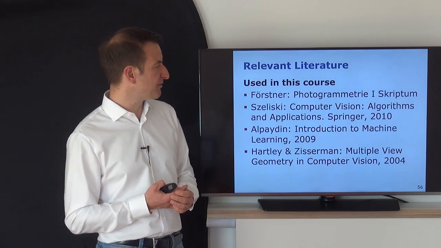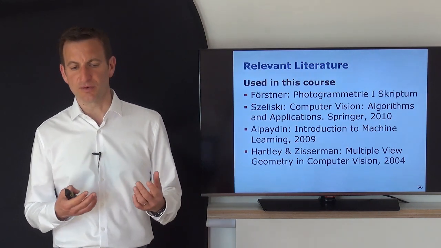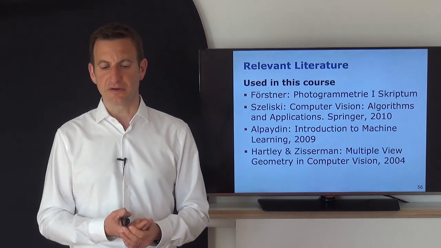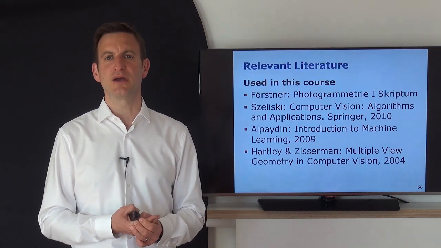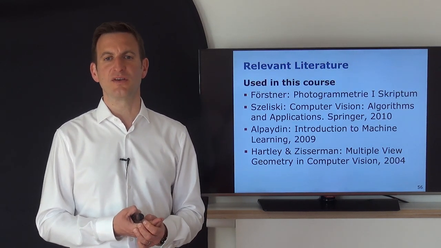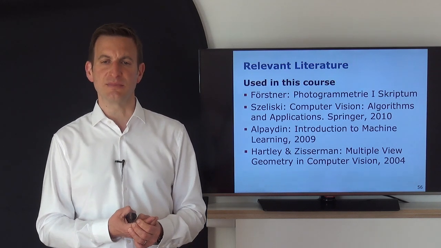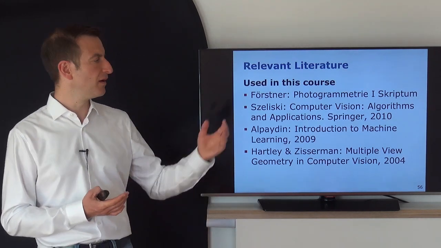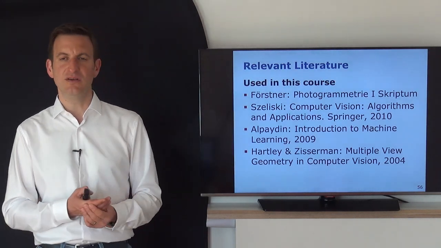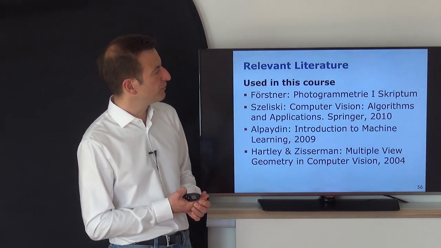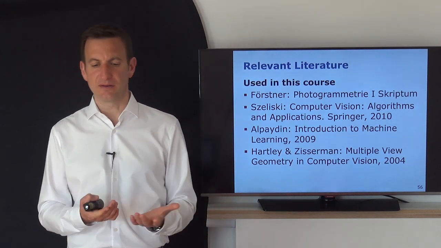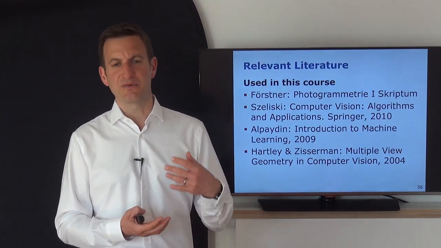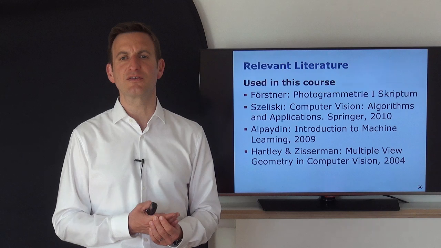Szeliski's Computer Vision: Algorithms and Applications is also one of those standard reference books that you find out there. Also Wolfgang Förstner's Photogrammetric Computer Vision book may not be the best choice as an easy read, as an introductory material, but is a very good reference material. There exist old scripts from Wolfgang Förstner's times here at the University of Bonn, Scriptum Photogrammetry 1 and 2 as well. I'm deviating from the material to some degree.